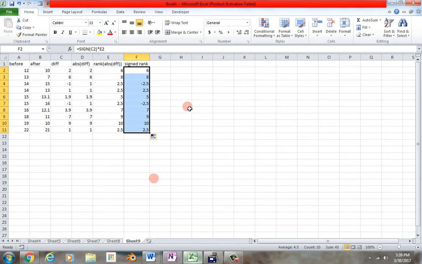Okay? And so you can do a couple of things. You could take your calculator and just add up the negatives. Obviously, the negatives add up to negative 5. That's the sum of the negative ranks. And the positive ones, again, you could add up in your calculator or whatever.